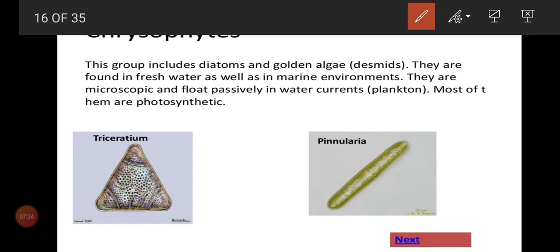Next I'll explain the cell wall of the diatom. Now we are thorough with the characteristics of chrysophytes. Chrysophytes are yellow algae, for example diatoms and golden algae, which we can call the jewels of the sea. They move passively and are photosynthetic. Normally a diatom has a constant cell wall, and the cell wall is made up not of cellulose but of silica.